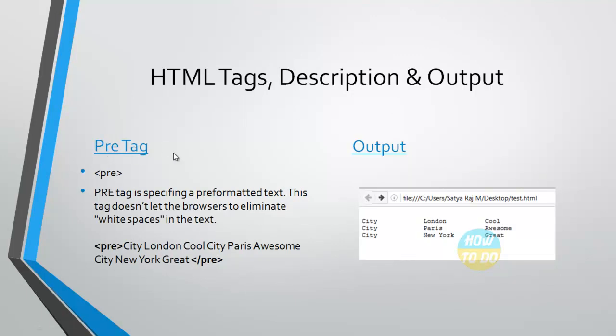Next comes the pre tag. The pre tag is specifying preformatted text. This tag doesn't let the browser eliminate white spaces in the text. If you write the text in this way, this is the syntax for the same, and this will be the output for the same for pre tag.